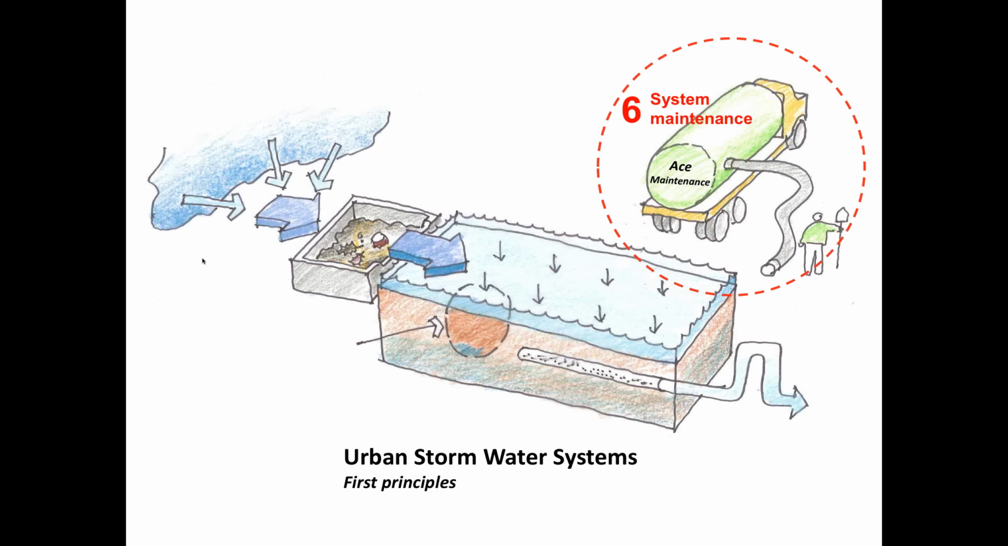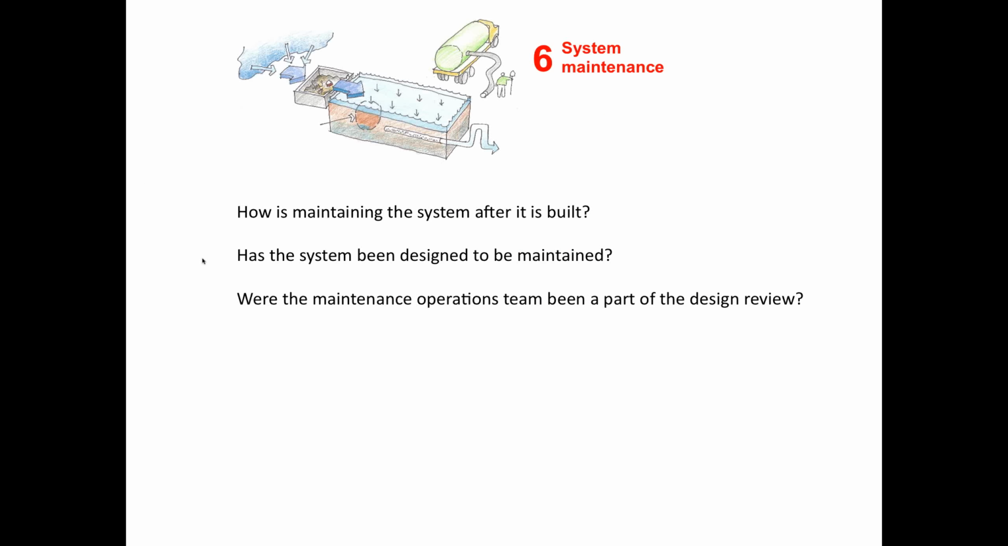So the last function is system maintenance, and we're just completely ignoring this. If you're designing one of these systems, make sure you talk to the person who's going to maintain it. That person should be an integral part of the design process. What are their capabilities? Is there even anybody identified to maintain this? Has the system been designed to be maintained? So those are all questions.